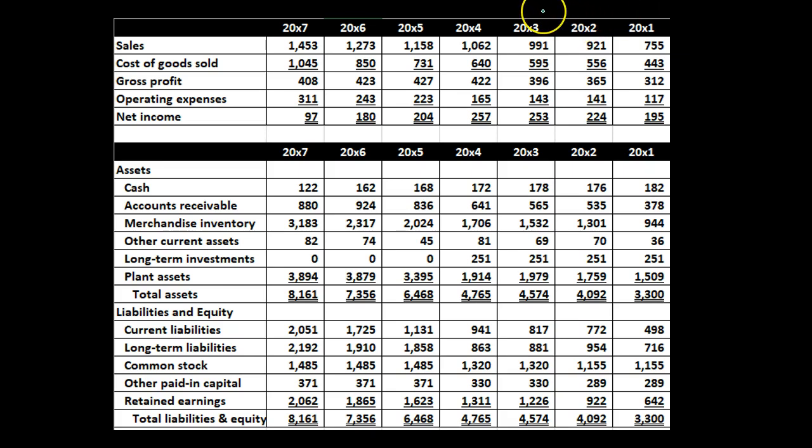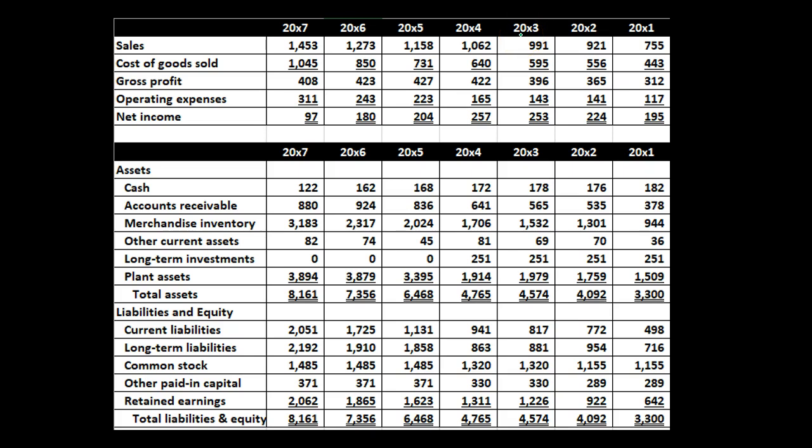If we go out to 2000x3, however, then we're comparing the 2000x3 number not to 2000x2, but going back to the base year. And what that does is it gives us a nice smooth trend, all being based on the same base year when we consider the percentage changes. So we'll consider the percentage changes not based on the prior year each time, but based on the base year.